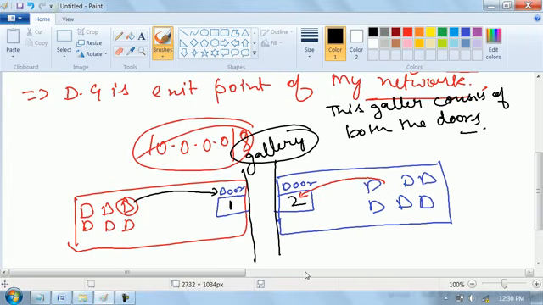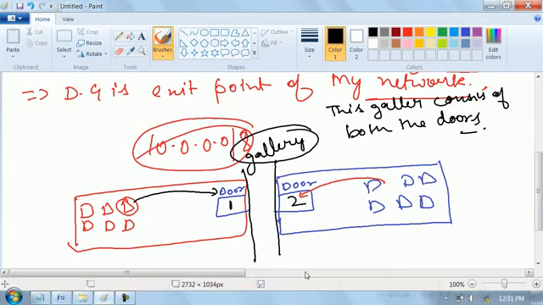So if I conclude like this, if these people want to leave their network, they will go to the, what do I call this point? Default gateway. Now just tell me one thing. Will the default gateway reside inside their network or outside their network? How many of you say inside? How many of you say outside? See, stand up.